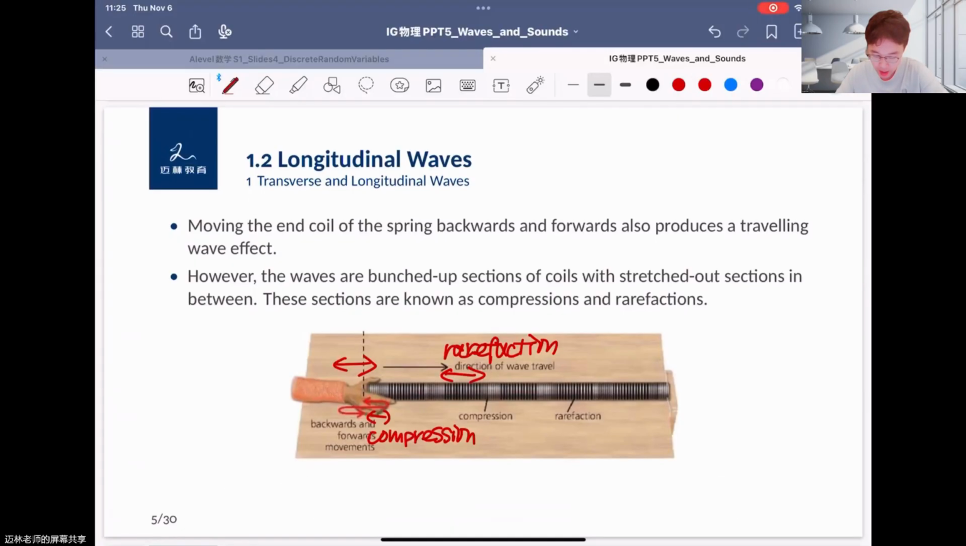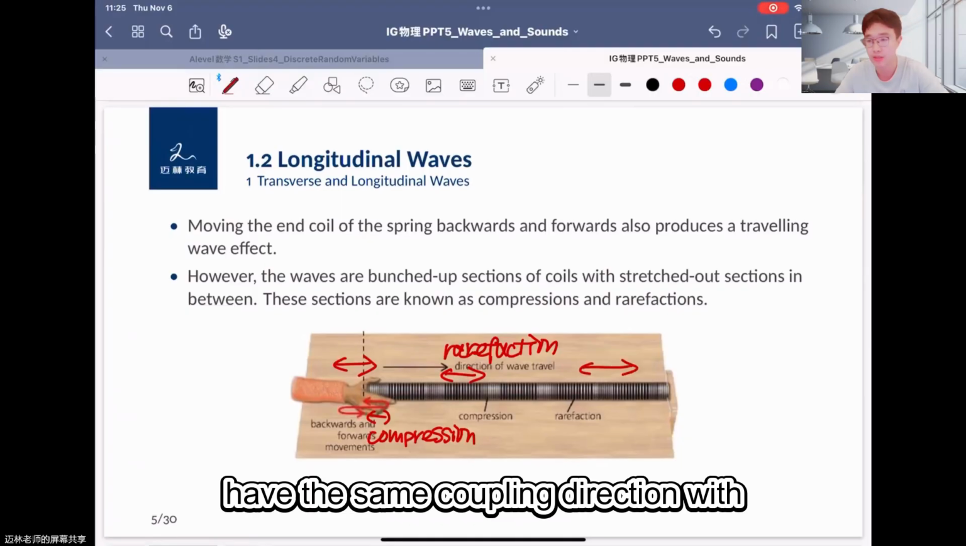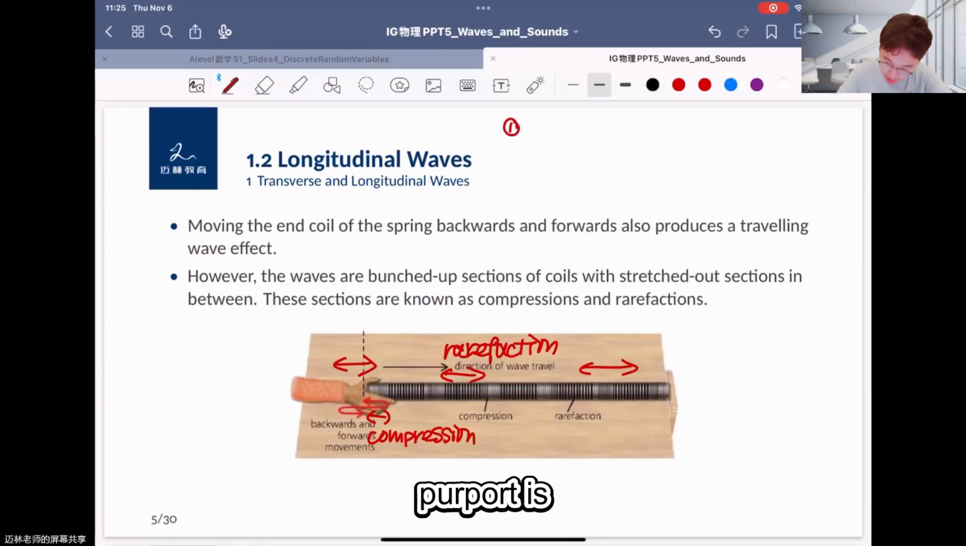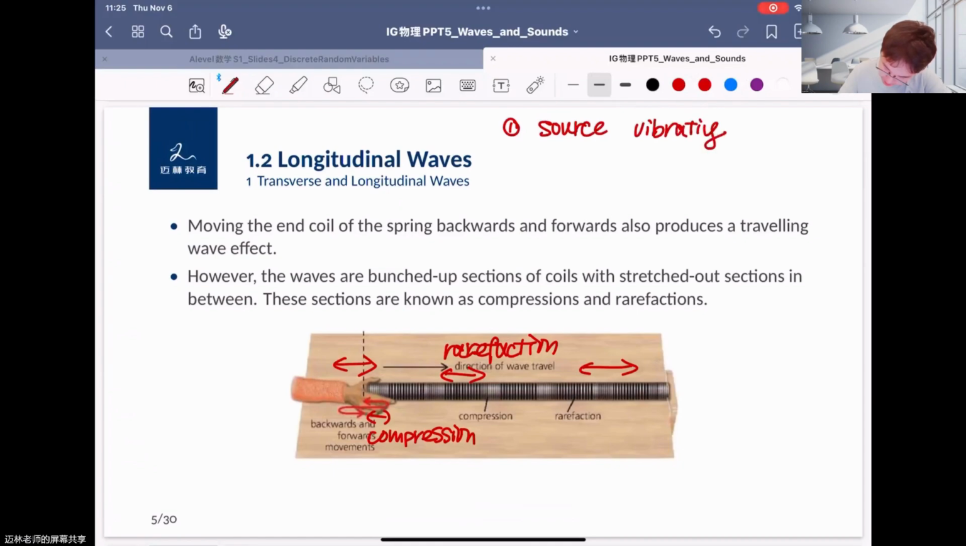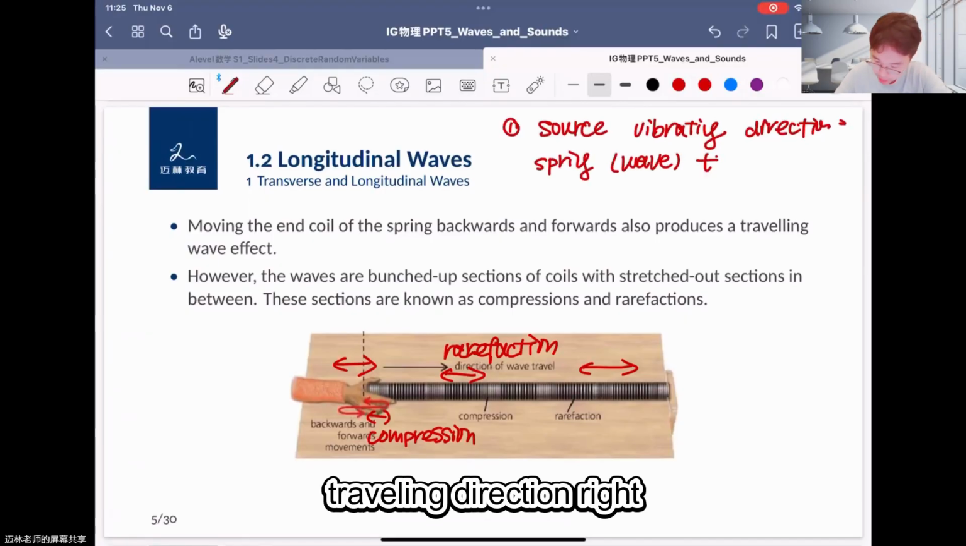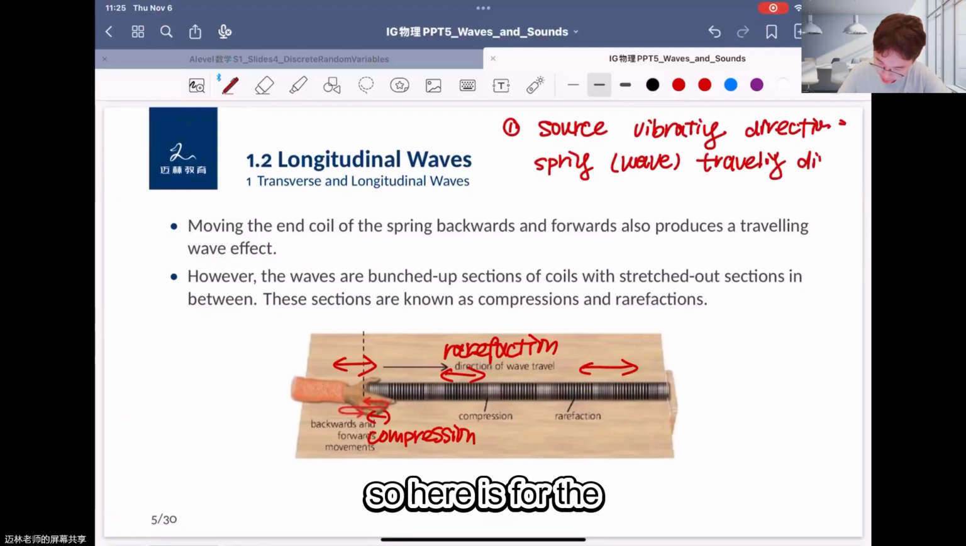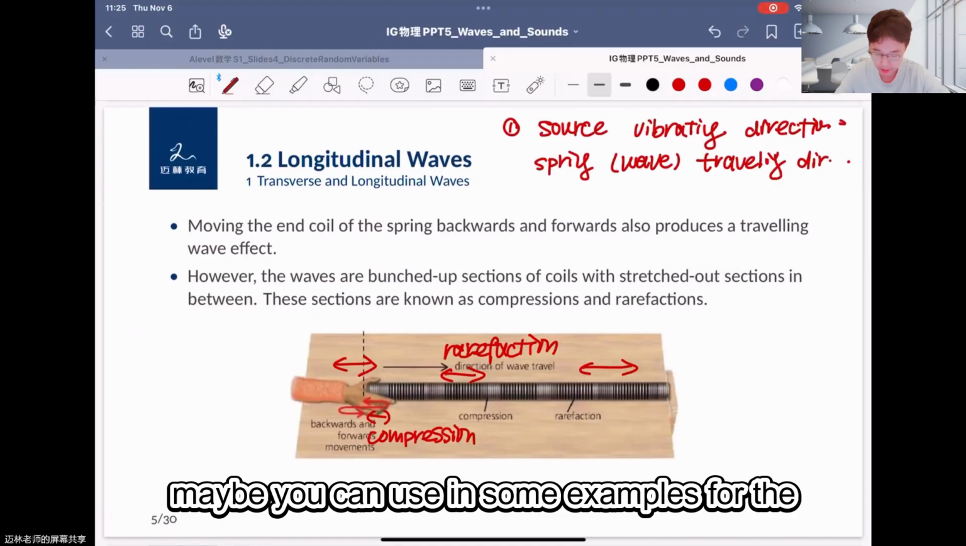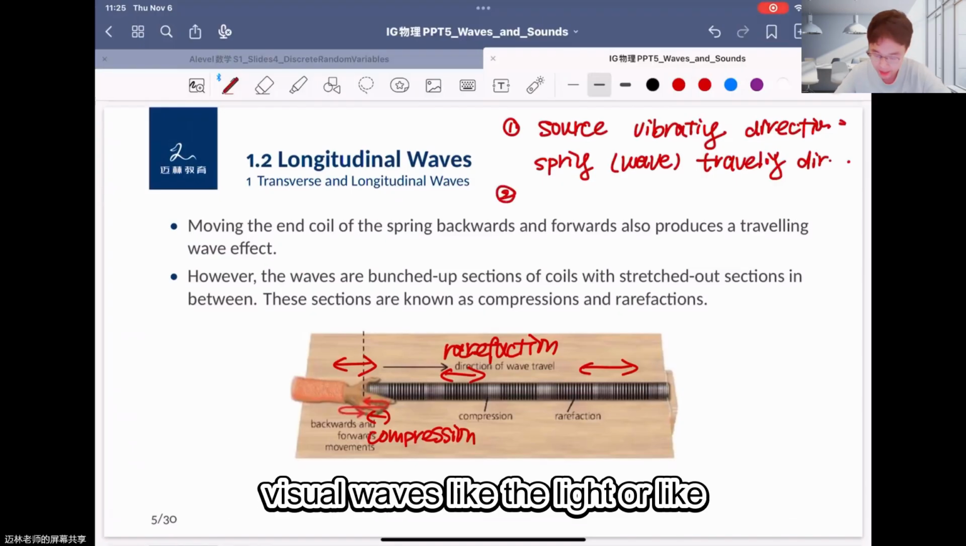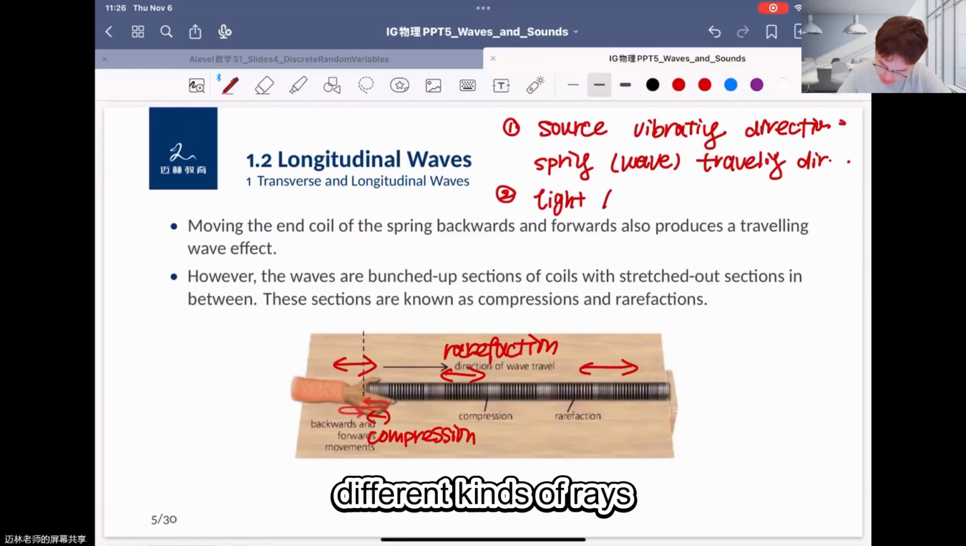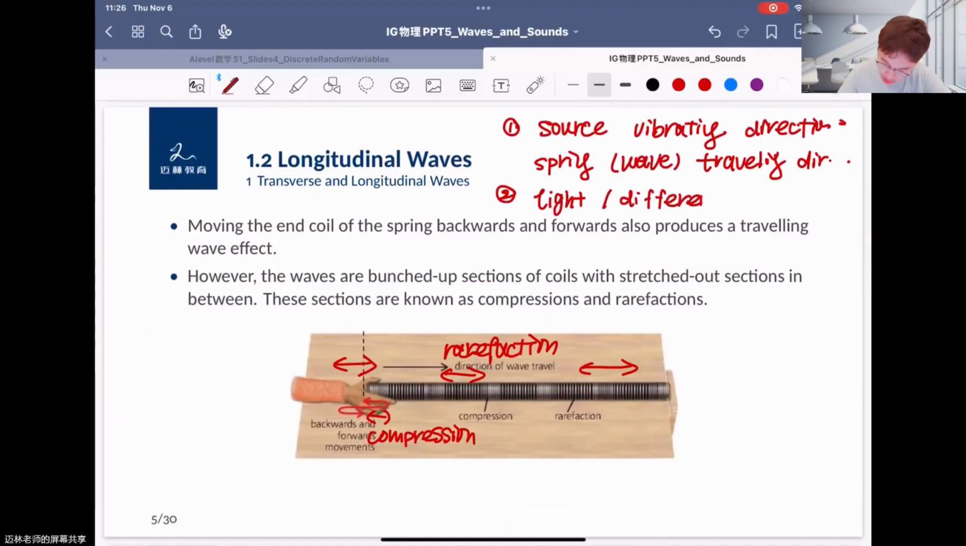And here you can find that longitudinal waves have the same traveling direction as the source vibrating, right? So we can say that the source vibrating direction equals the traveling direction of the wave in the spring, right? So here is the first property for longitudinal waves, okay? And maybe you can use some examples for longitudinal waves, like light or different kinds of rays.